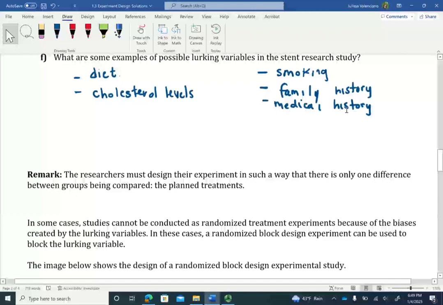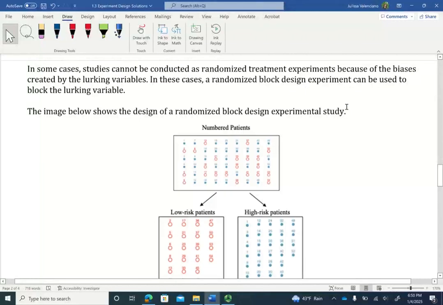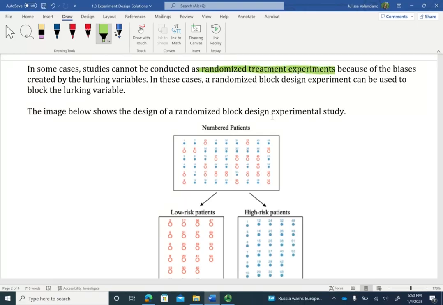Now, let me go ahead and talk about another way that lurking variables can be blocked. There are some lurking variables that prevent researchers from conducting a randomized treatment experiment. Now, you might be wondering, what is a randomized treatment experiment? A randomized treatment experiment is when the researcher randomly assigns patients to be in either the treatment group or the control group. Okay, so think about having all the participants.